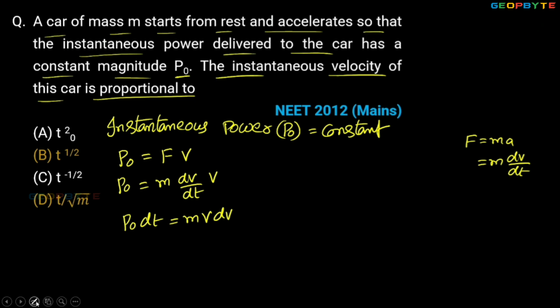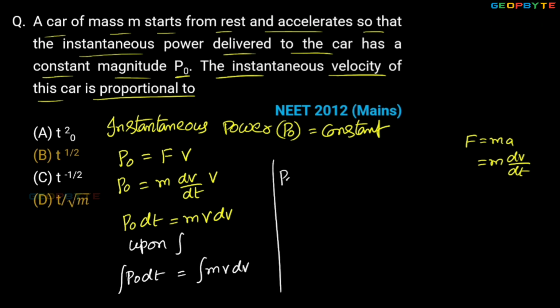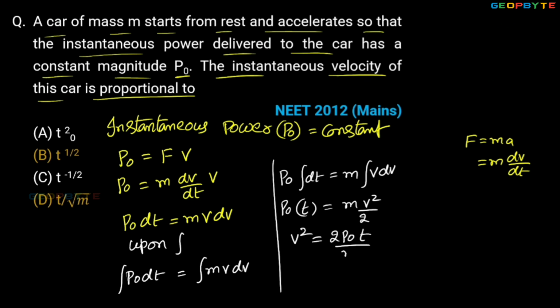Okay, now let us integrate it. Upon integration, integral P naught dt is equal to integral mv dv. Here P naught is constant, so it comes outside. Integral dt is equal to m, a constant, times integral v dv. Here it is P naught t equal to m into v square by 2. From this I can write that v square equals 2 P naught t by m.